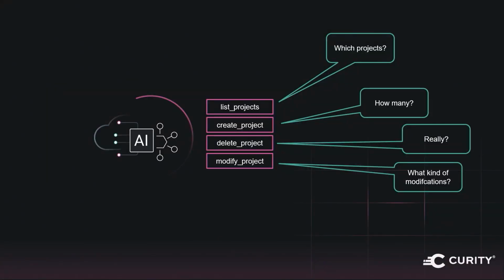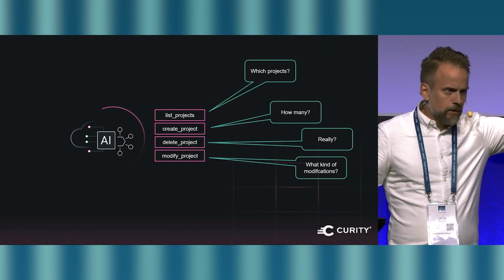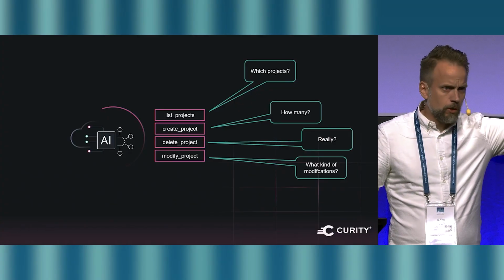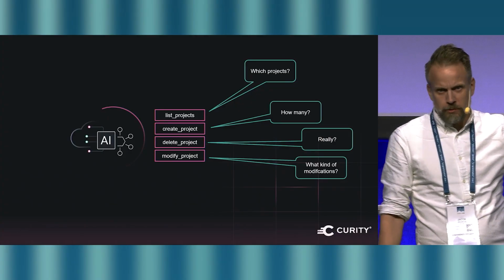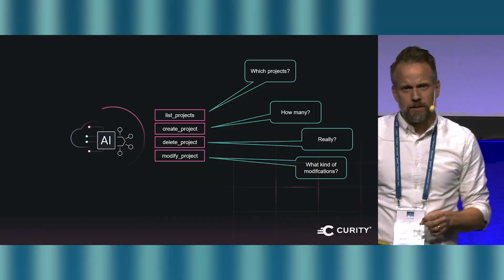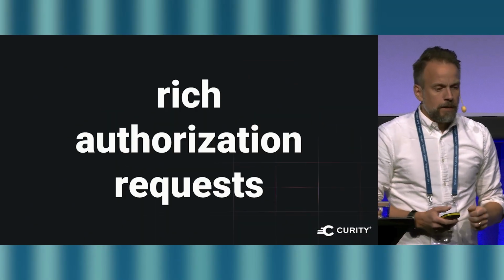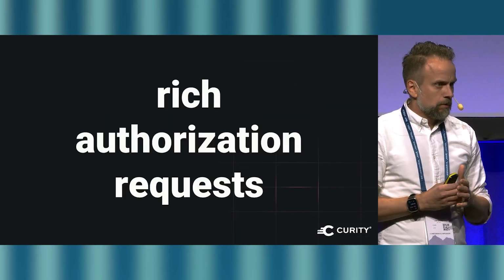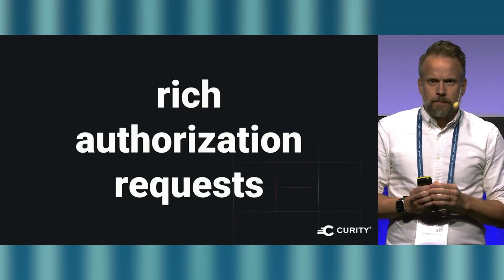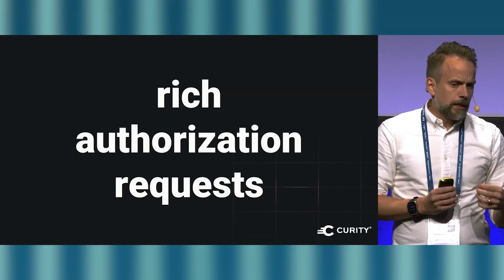Which projects? Why do you need those? How many tickets or projects do you want to create? Do you really need to delete projects? Why do you need to delete projects? What kind of modifications are you thinking about? That's a start, right? So scopes can't do that. If you try, you'll end up with many hundred or thousands of scopes, and you'll end up with the YOLO mode. So people will just say, sure, do everything. But luckily, as been mentioned before, there are adjacent specs here that can help with this.